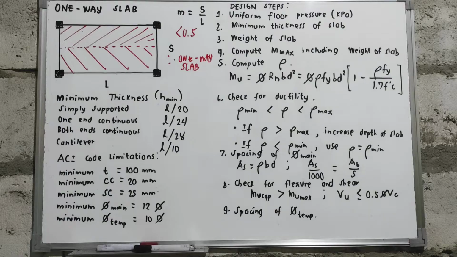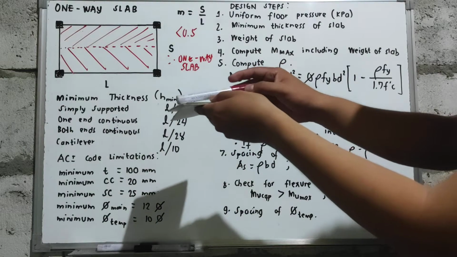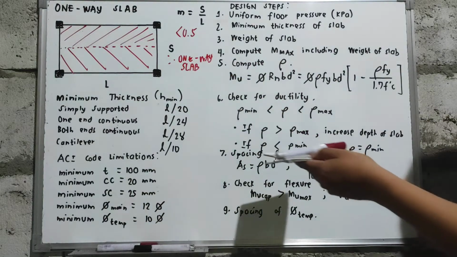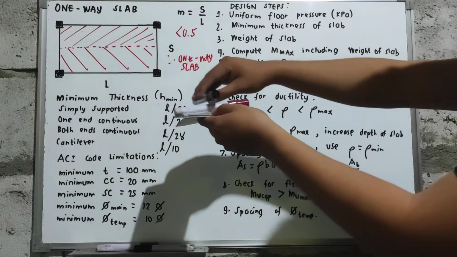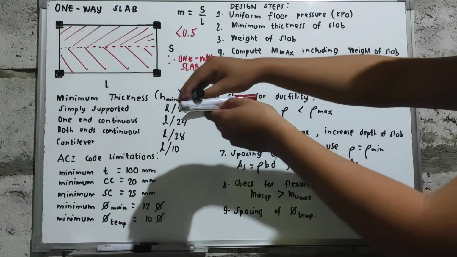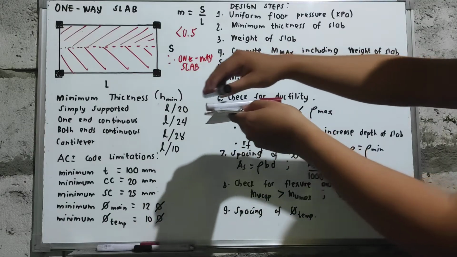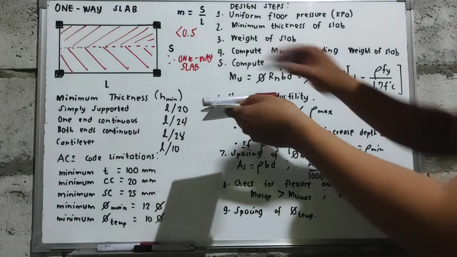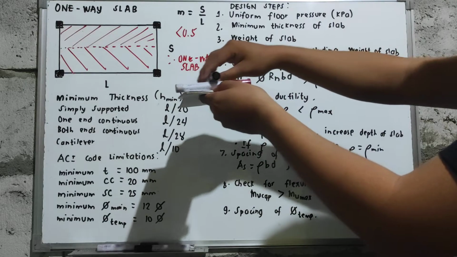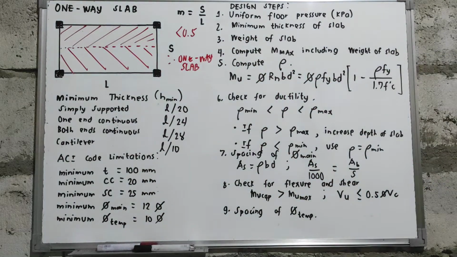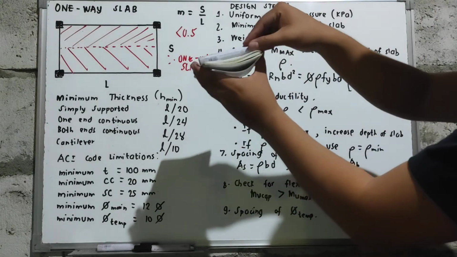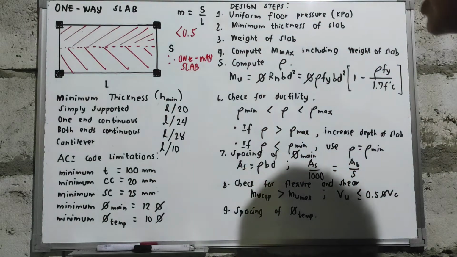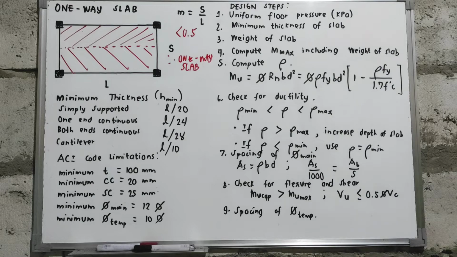Tapos, sa taas, so let's say this is our main bars. So, sa taas niya is yung mga tinatawag natin mga temperature bars na nakahilera. Okay? So, for this, yung main na dinidesign natin is the bottom bars o yung mga main bars natin. Again, to resist yung bending effect natin on the shorter span, we are putting reinforcement natin dun sa shorter span to resist the bending effect.